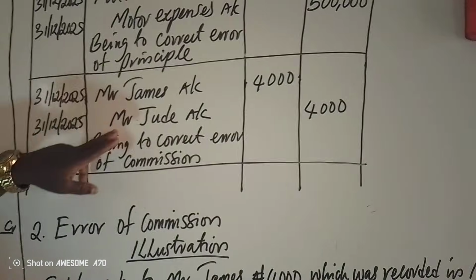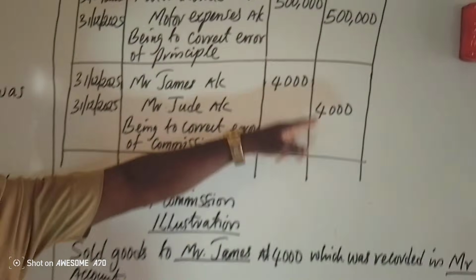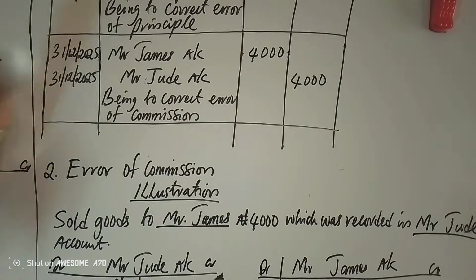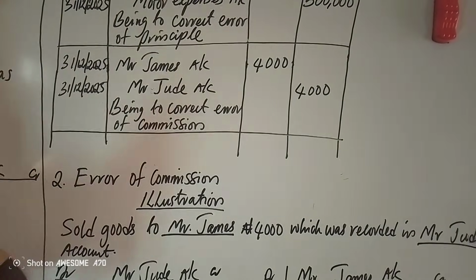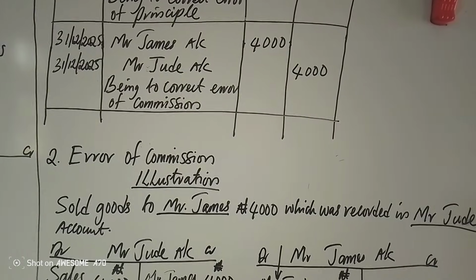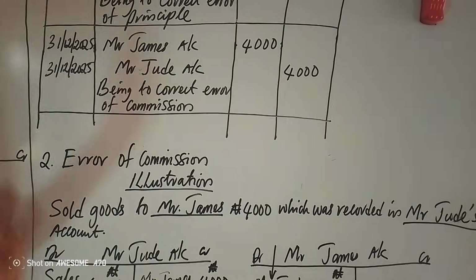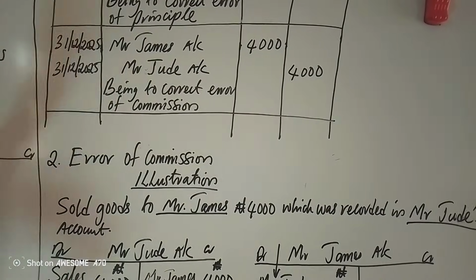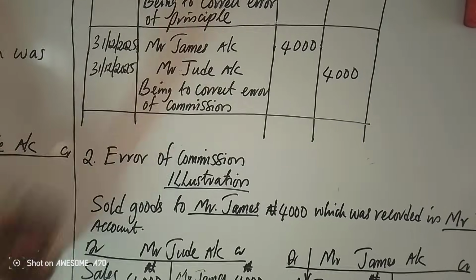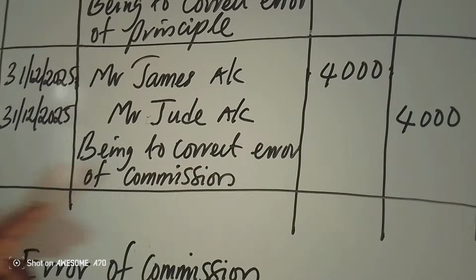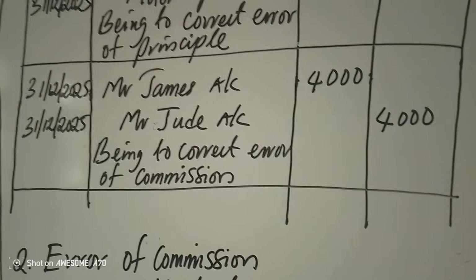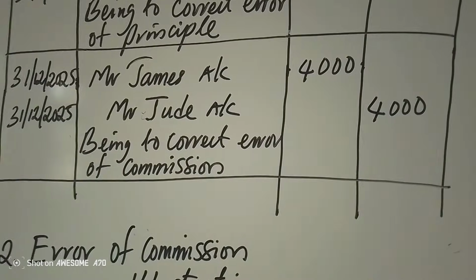And that's why, coming here, you see Mr. Jude's account is credited with 4,000, signifying that the amount was removed from Mr. Jude's account, then debited in Mr. James' account. Then you must explain, you must narrate, and it must be very brief. So here you start with the word being: being to correct error of commission. And then you rule and close it all. This is how error of principle and error of commission is corrected in accounting.